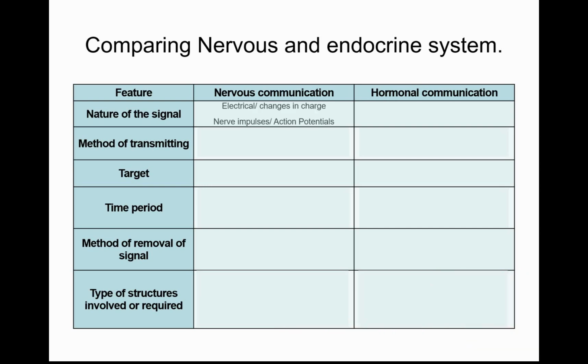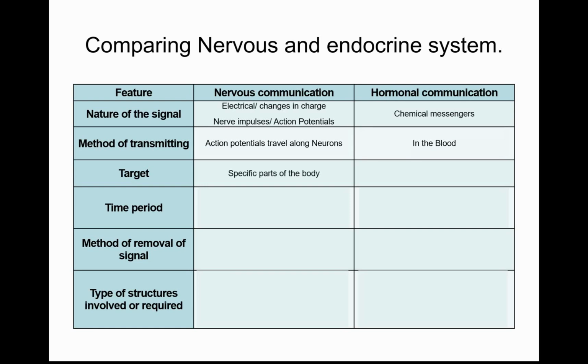So hopefully you've got the idea that the nervous system is electrical, nerve impulses, the word there, action potentials. We're going to look at that in much more detail when we do the nervous system. Then you've got your chemical messengers, or your hormones, for hormonal communication. Method of transmission: action potential travelling along neurons and crossing synapses between neurons. We've got this networking effect, whereas hormones travel in the blood.